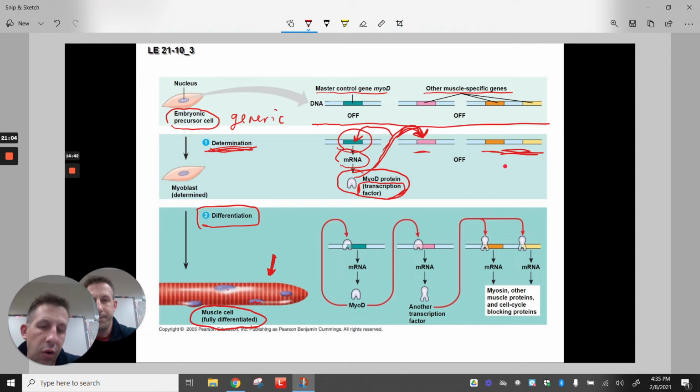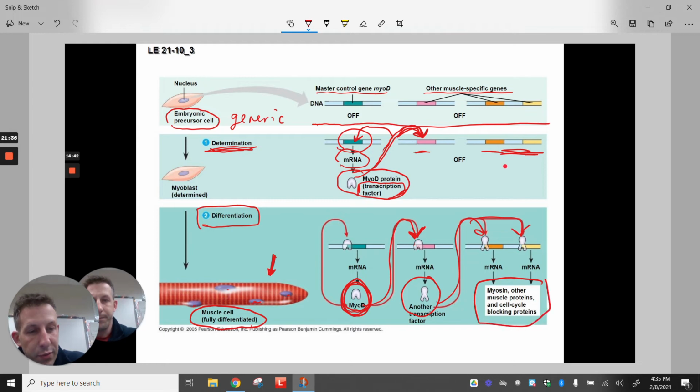Okay? So what you are seeing here in the kind of pink and red banding pattern, those are specific muscle proteins, and we can see those being made here. Once this cell was determined to be a muscle cell, it made this MyoD transcription factor, and that turned on this muscle-specific gene. And then this muscle-specific gene made another transcription factor that turned on these muscle-specific genes here that make specific muscle proteins. Okay? And so that's what you are seeing inside of here.